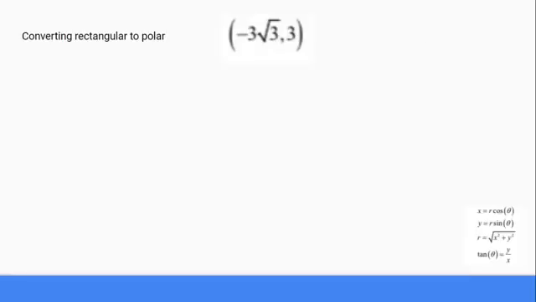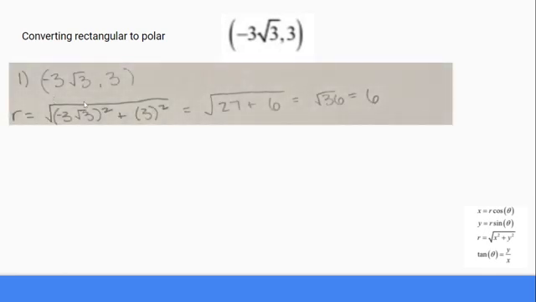So to start, we're going to convert rectangular to polar. The first thing we want to do is solve for r. If you look at the bottom, r equals the square root of x squared plus y squared. So we take our x and our y, put them under a square root, and square each. And then we end up with the square root of 36, which is 6.